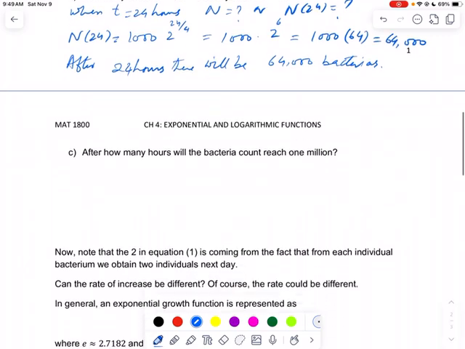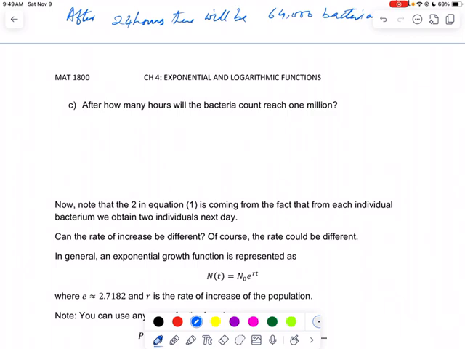The next part is asking after how many hours will the bacteria count reach 1 million. It's a slightly different question, but we will use the same formula. Remember, it is N of t equals 1000, the initial amount, times 2 raised to the power t over 4. This is our model, and the question is asking when N of t is 1 million, what is t? So we plug in 1 million for N here.